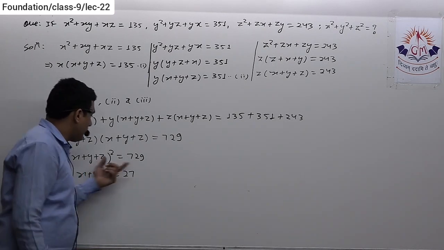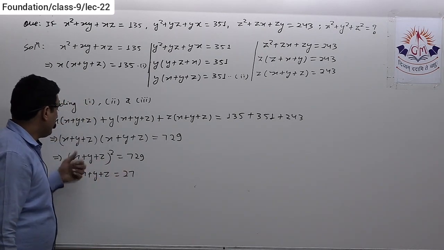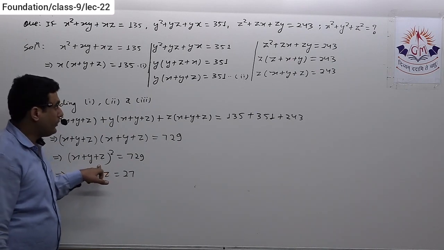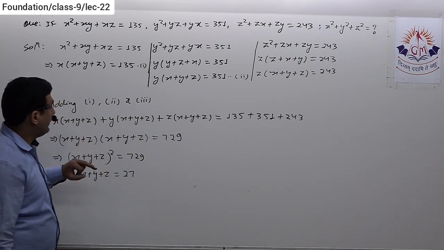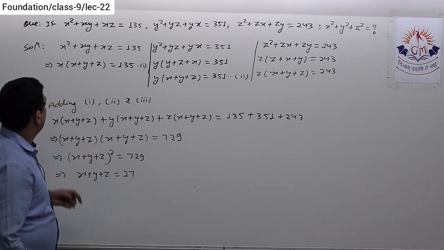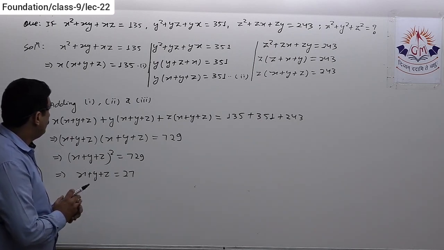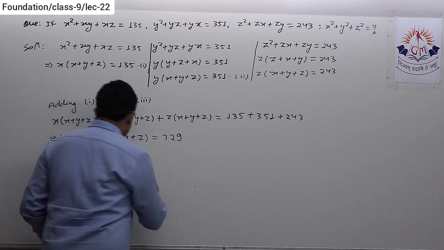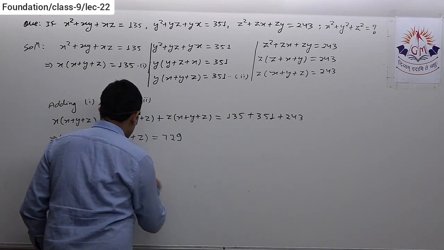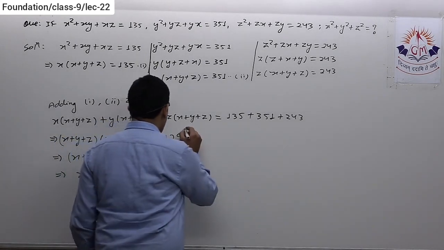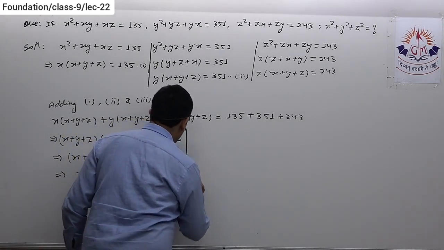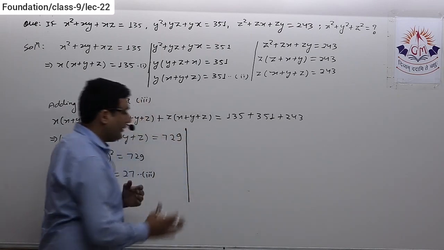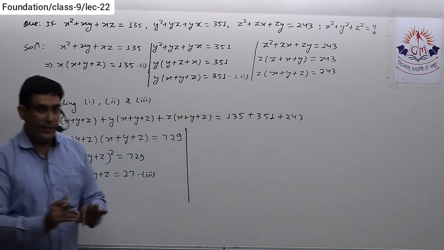Now suppose I expand this, so I get x square plus y square plus z square plus 2xy plus 2yz plus 2zx. Let it be equation number 3 only. Now, anyhow I have to connect the variables x, y and z.